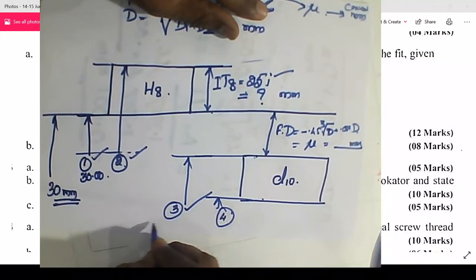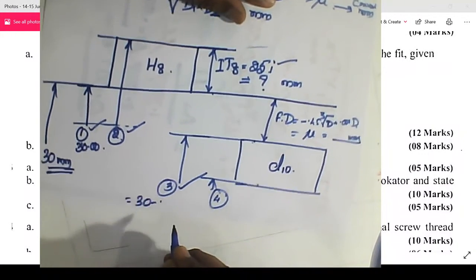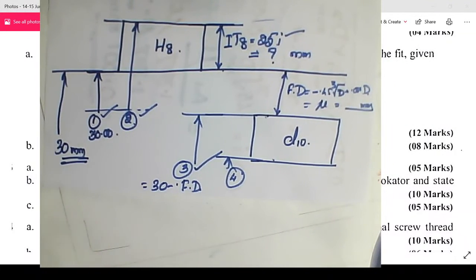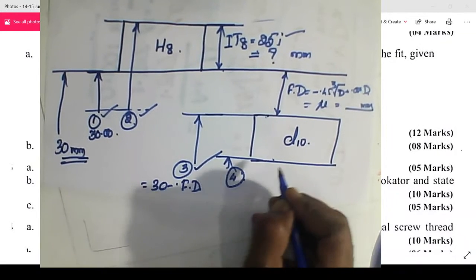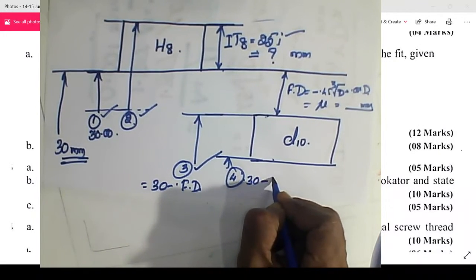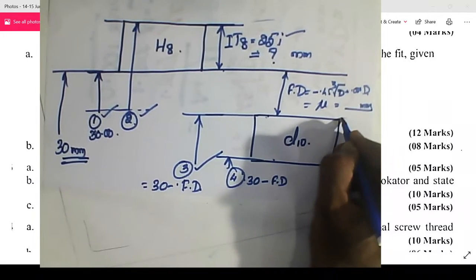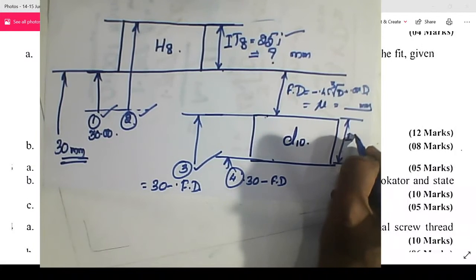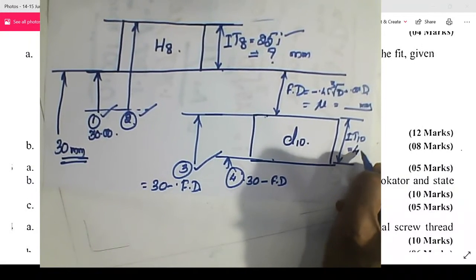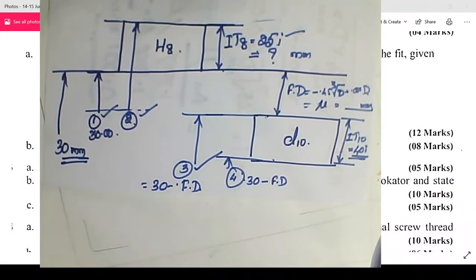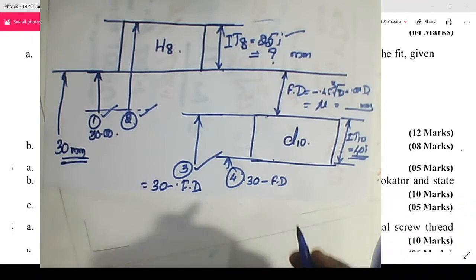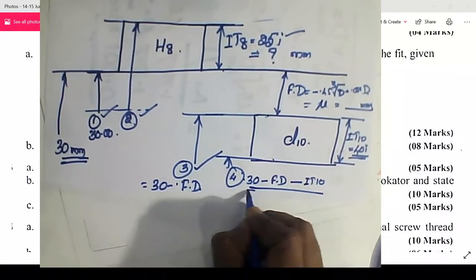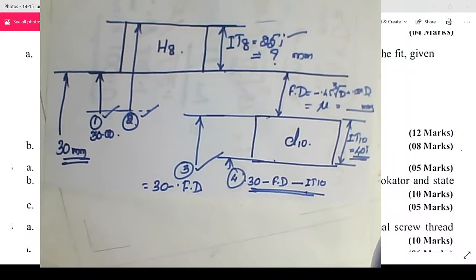You can find out 3. 3 is equal to 30 minus fundamental deviation. Next, the fourth value is 30 minus fundamental deviation minus this value. How much is this? This is IT10, that is equal to 40i. I think it is given as 40i. Find out how much is this, 40i minus IT10. That's all. All 4 values are got.